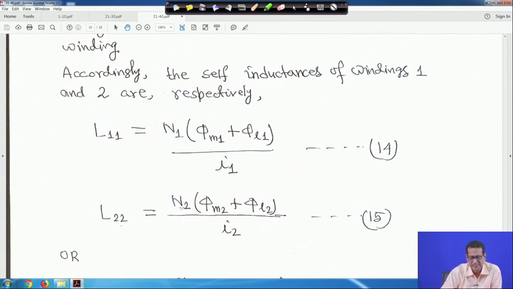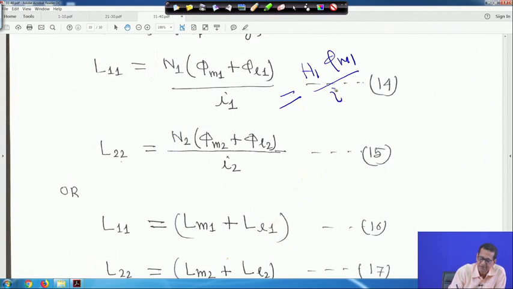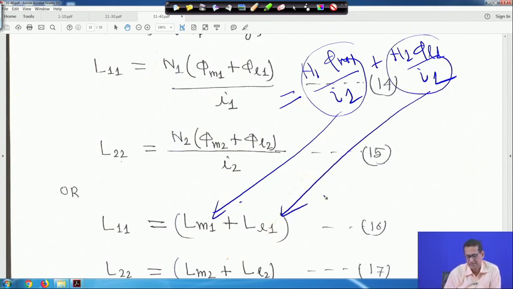Similarly, for L22, the same thing, N2 into phi M2 plus phi L2 upon I2. These are equations 14 and 15. Or we can write L1 equal to L11 equal to Lm1 plus Ll1. That means this term we can break like this: N1 phi M1 divided by I1 plus N1 phi L1 divided by I1. This term N1 phi M1 by I1 is Lm1, and this term N1 phi L1 by I1 is Ll1, right.